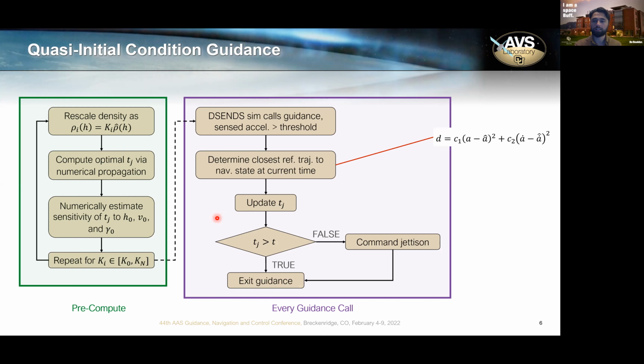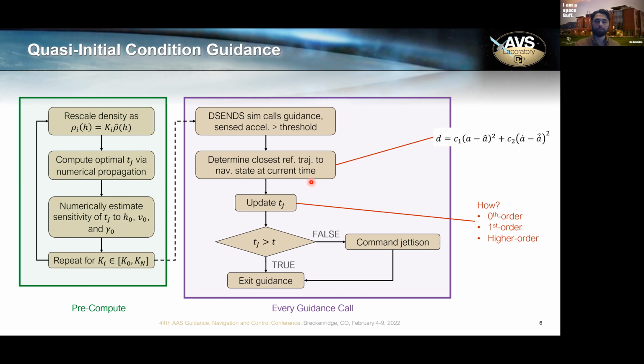This is giving a little bit of detail on how we determine which of those reference trajectories is closest. Our heuristic for that, currently at least, is this distance parameter d, which is a weighted sum, taking into account the difference in semi-major axis and semi-major axis rate, comparing the current trajectory and each reference trajectory. So the reference trajectory with the smallest value of d is selected.